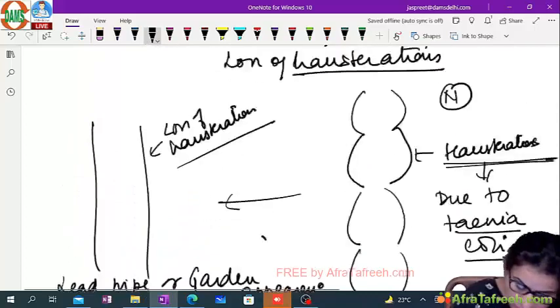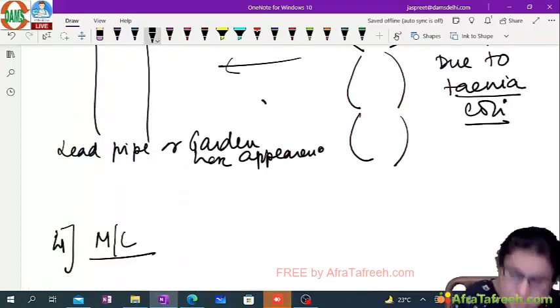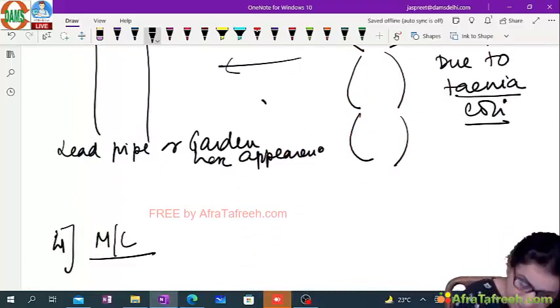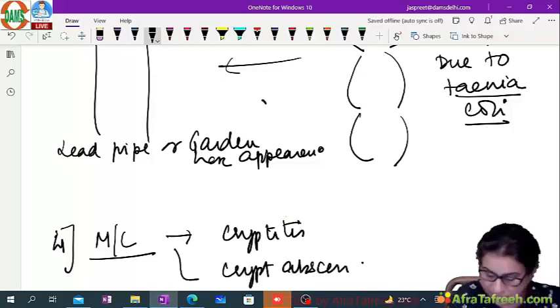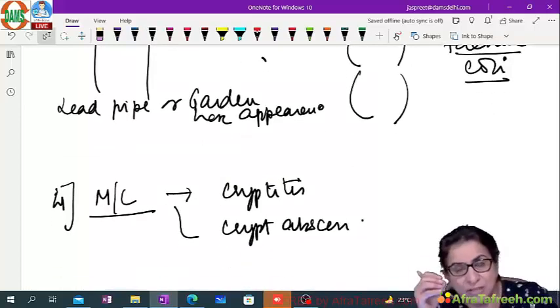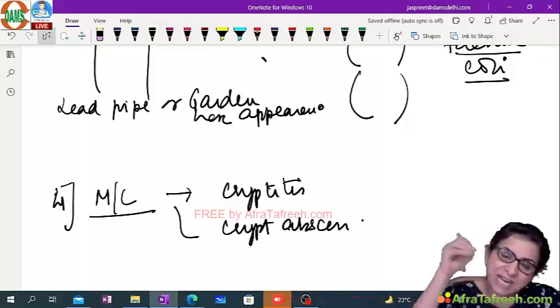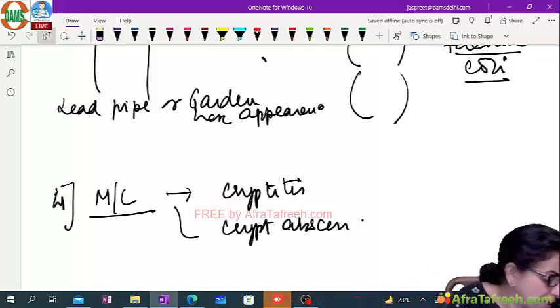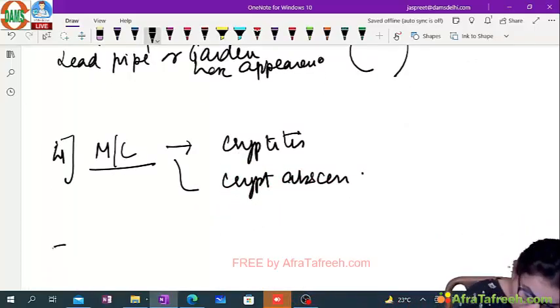So this was point number 3. Then fourth, microscopy. What do you see in ulcerative colitis? We see cryptitis and crypt abscesses. I'll show you what it means. Around the crypts there is inflammation. Inflammation of crypts is cryptitis, and when neutrophils enter the crypt, they produce a crypt abscess. No granulomas are seen.